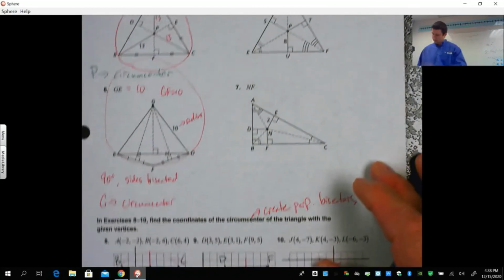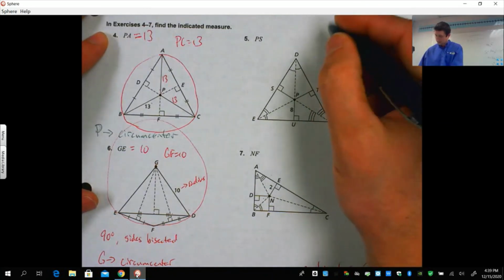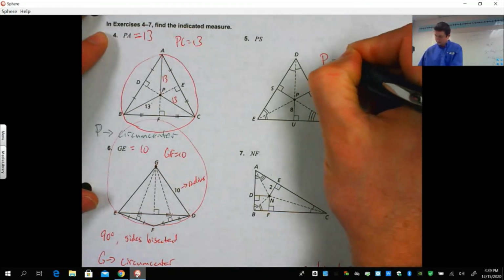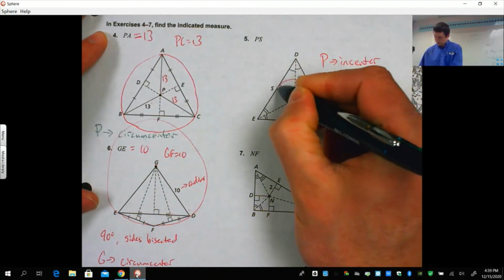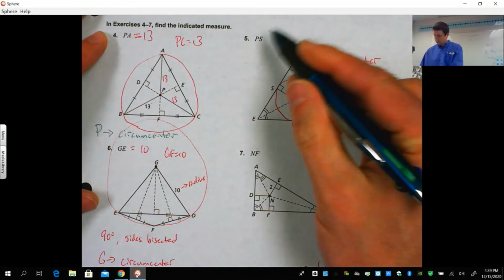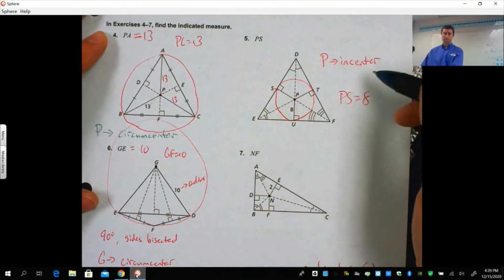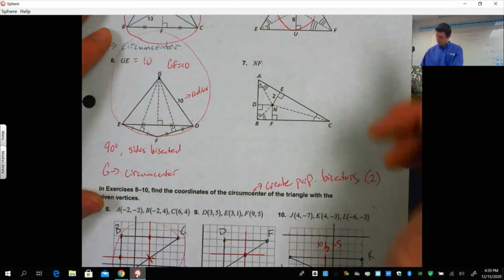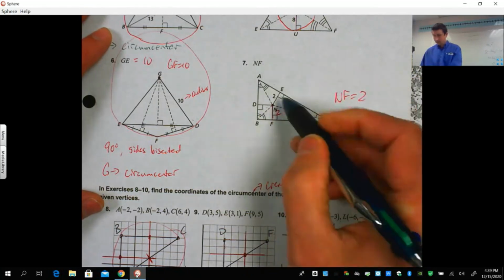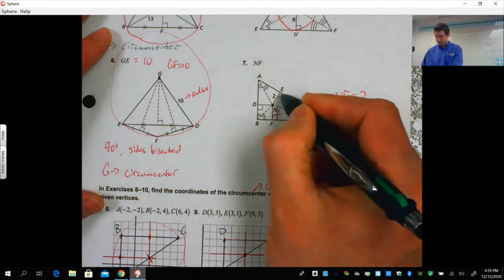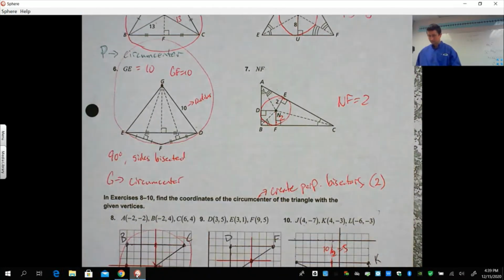Okay, P.S. This is what those angle bisectors look like. So that means in this case P is an incenter. It's an incenter, so I'm envisioning a circle right here. P to S has to equal P to U, so P to S equals 8, same as P to T. Okay, NF has to be 2 as well. So again, you know that by the angle bisectors. That tells you that you have an incenter, not a circumcenter like we had right there.